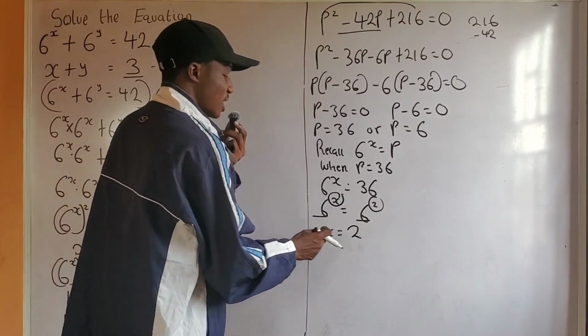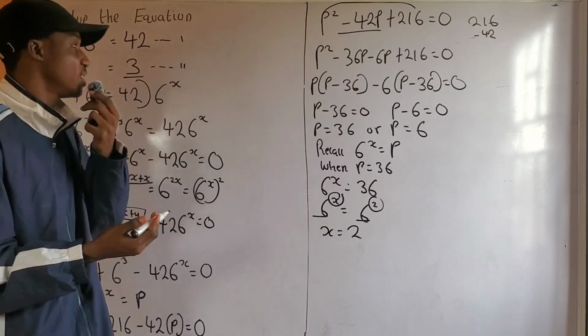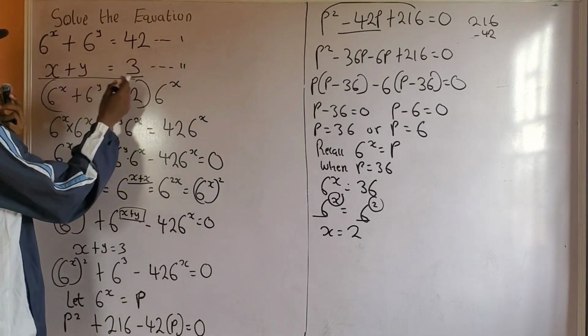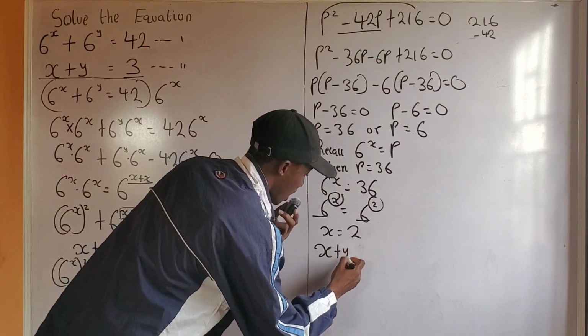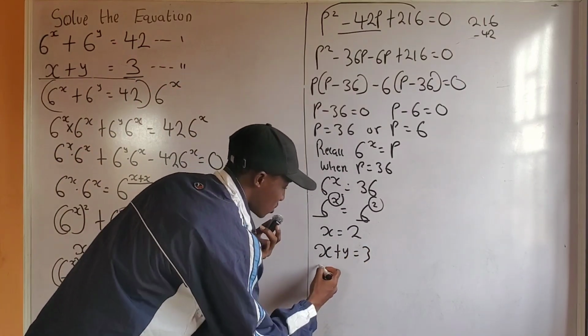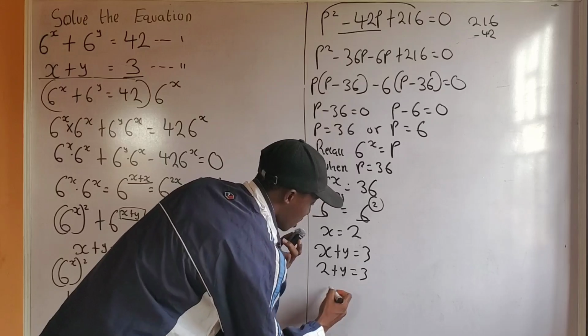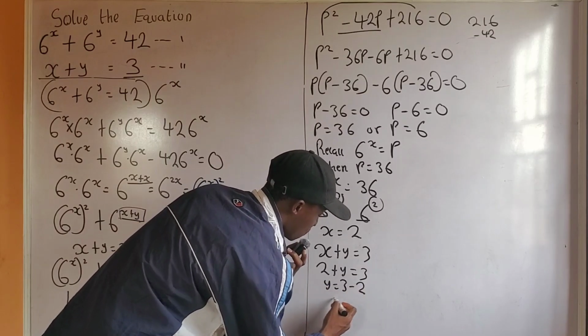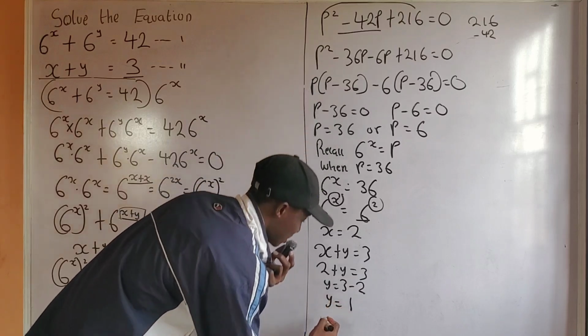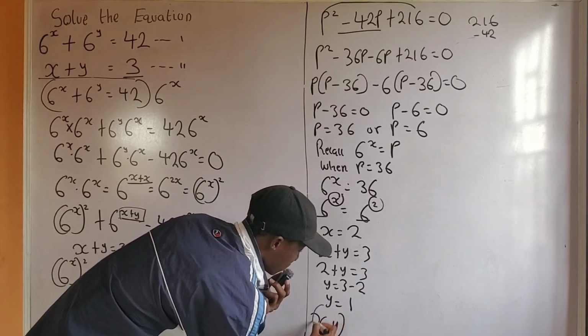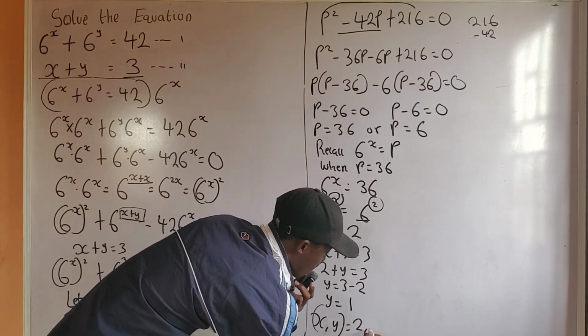Now when x is 2, let us get the value of y. Do you understand? Okay, now don't forget, from equation 2, x plus y equals 3. When x is 2, I'm going to have 2 plus y equals 3. y equals 3 minus 2. y equals 1. So when x is 2, y is 1. That is, x comma y for this will be equal to 2 comma 1.